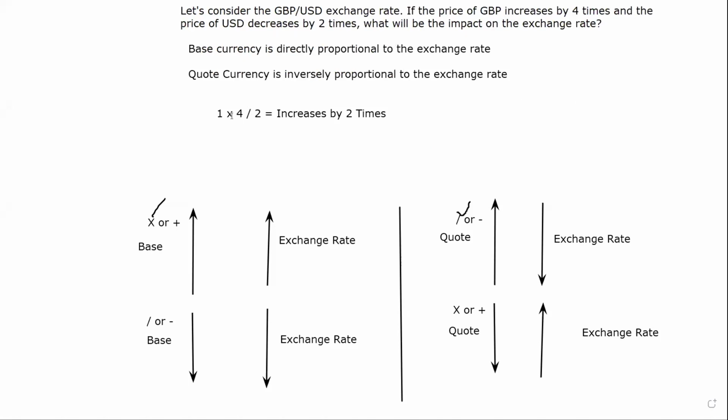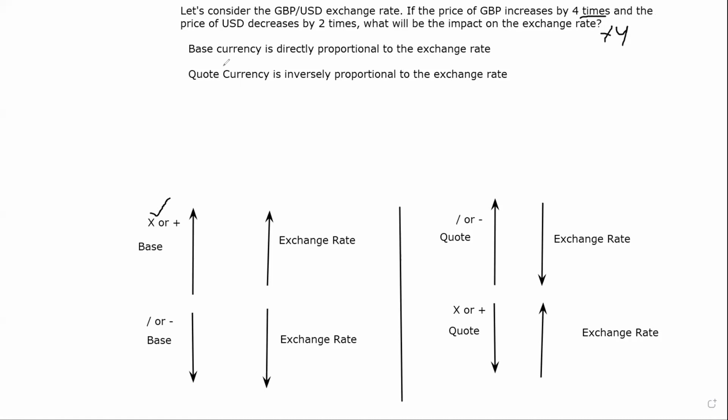Now it says, let's consider the GBP USD. GBP is a base currency, USD is a quote. So this is the base and quote exchange rate. If the price of the GBP increases by 4 times, it's a base currency. When the base currency is increasing, we're going to use multiply and focus on the word times. Because of times, we're going to use multiplication or division. So the answer is multiply by 4.